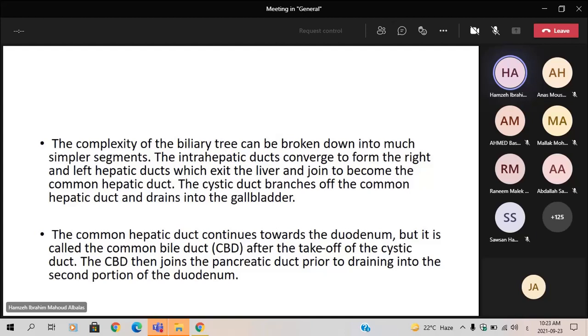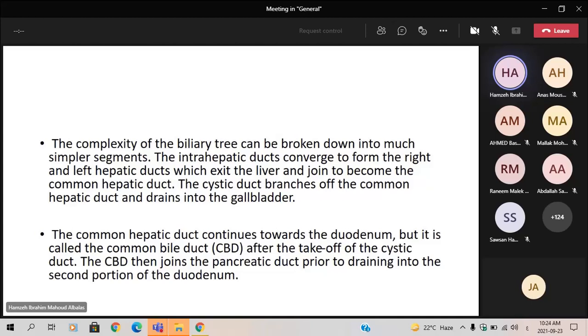Some patients present with gallstones. As we mentioned previously, maybe gallbladder stone, acute cholecystitis. If there is slippage of the stone into the common bile duct, the patient presents with jaundice. The complexity of the biliary tree can be broken down into much simpler segments. The intrahepatic ducts converge to form the right and left hepatic ducts, which exit the liver and join to become the common hepatic duct. The cystic duct branches off the common hepatic duct and drains the gallbladder.